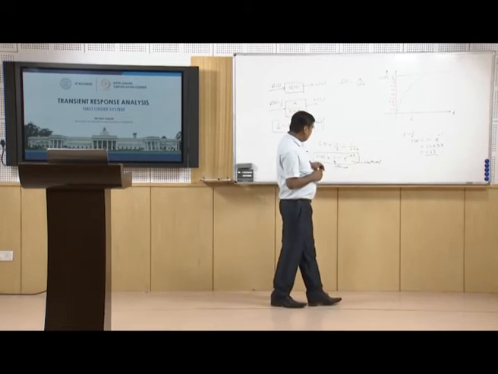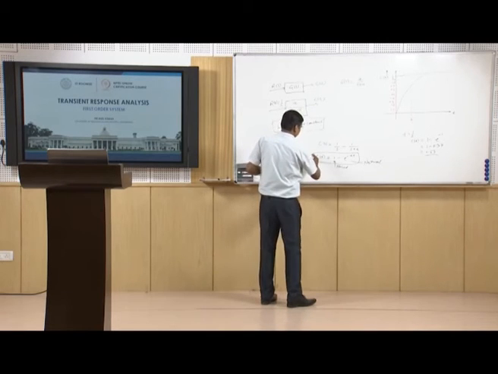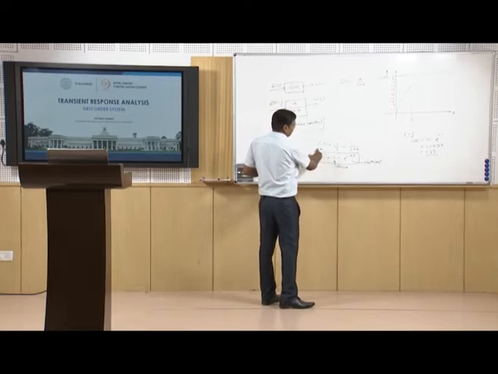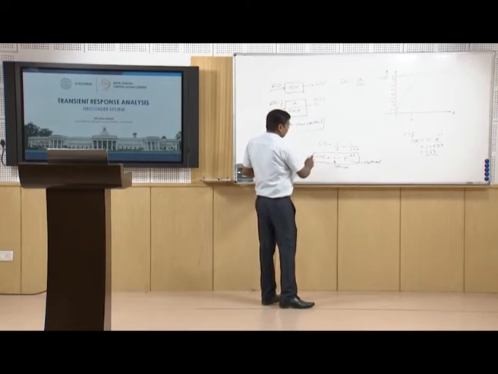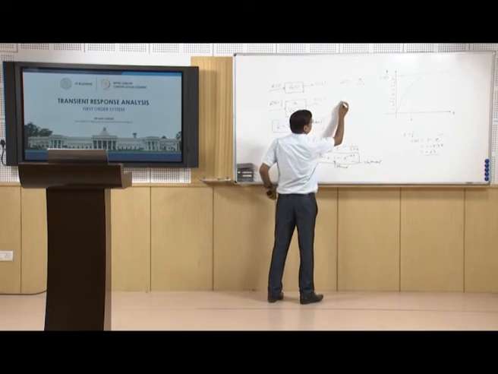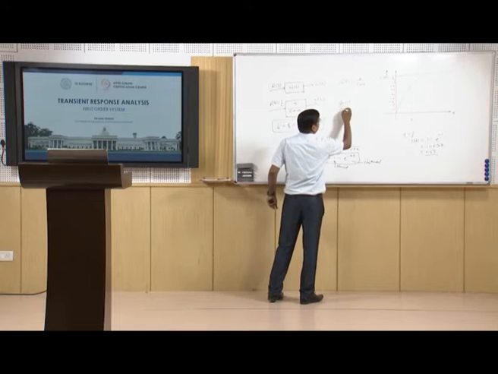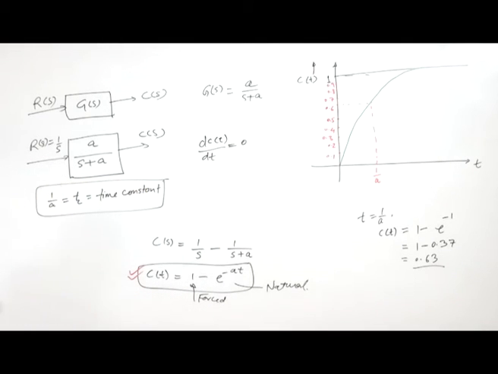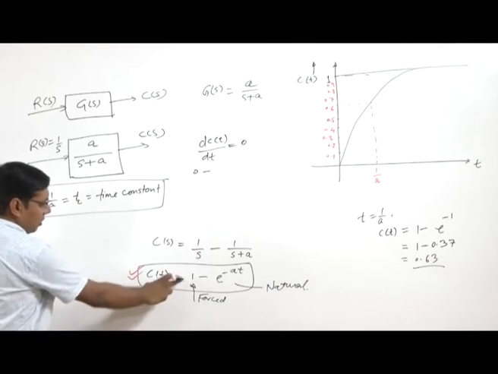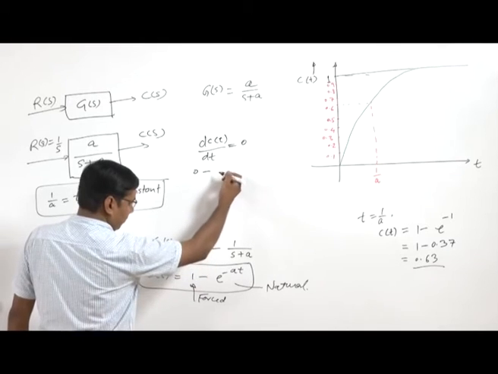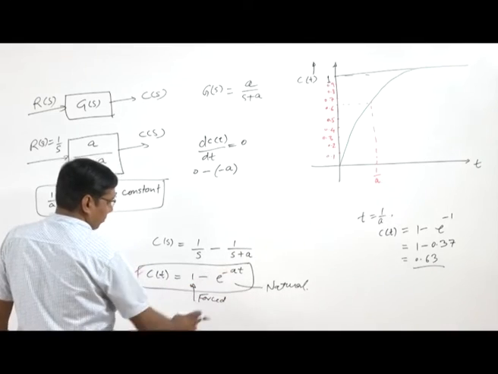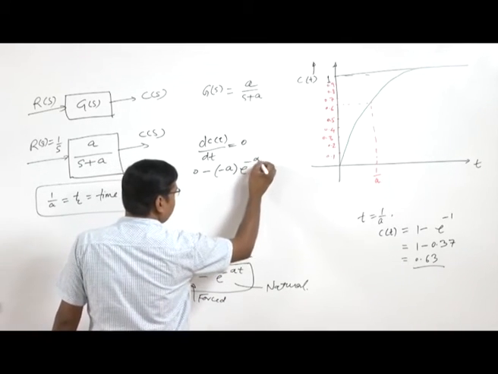Now how can we find the value of the time constant? So let's take dc(t) by dt equal to 0. If we take dc(t) by dt, what are we getting? We are getting 0 because this is a constant term, minus a into e power minus at.